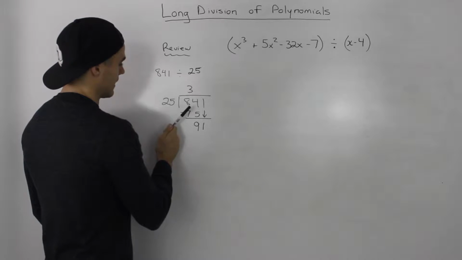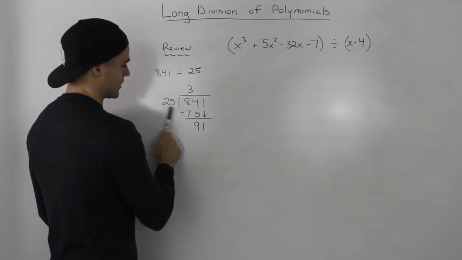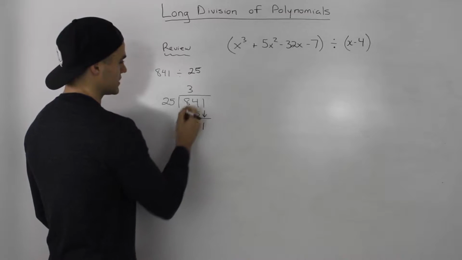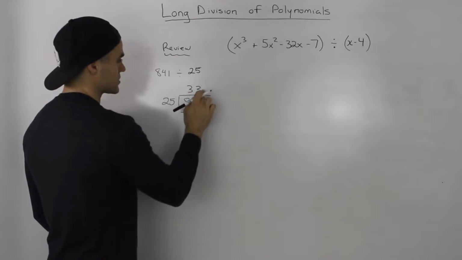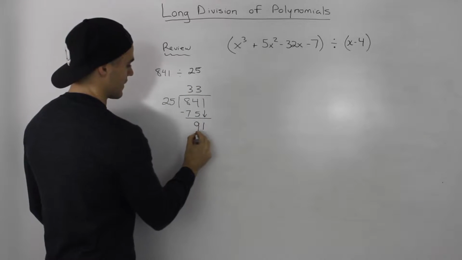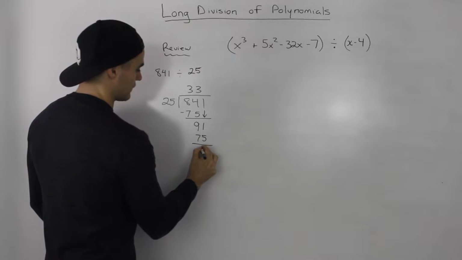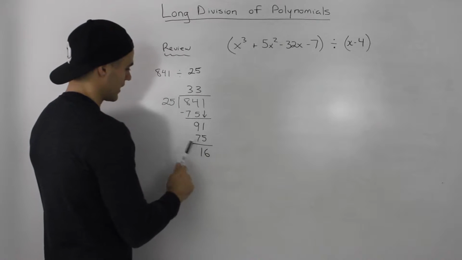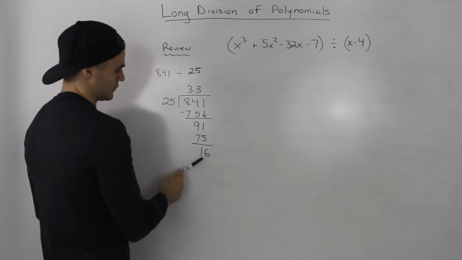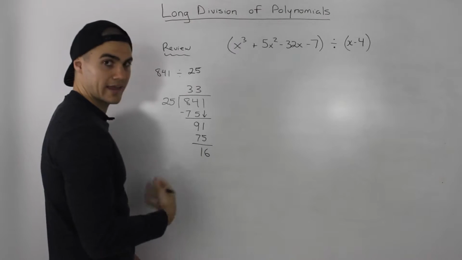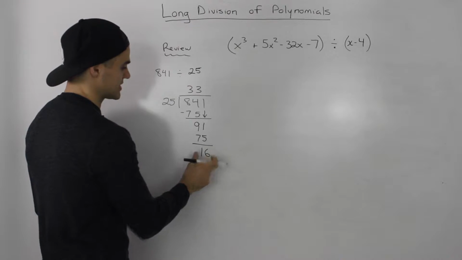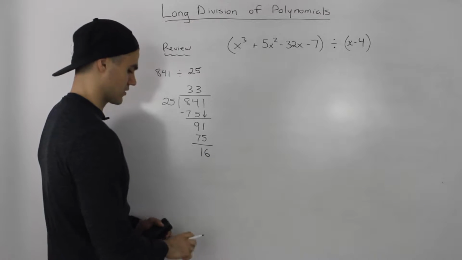And then we check how many times can 25 go into 91. Well, it can go into 91 3 whole times. And then 3 times 25 is 75. And then 91 minus 75 is 16. And then we check how many times can 25 go into 16. Well, it can't go into 16, so 16 ends up being our remainder.